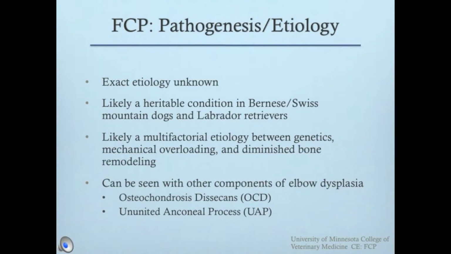The exact etiology of FCP is unknown, but given the high frequency in certain breeds, it likely can be a heritable trait. Current evidence would suggest that genetics, mechanical overloading, and a diminished capacity to remodel dead or damaged bone contribute to a multifactorial etiology. It is important to be aware that more than one component of elbow dysplasia may be present in a patient. Scientific reports suggest a fragmented medial coronoid process can be seen concurrently with osteochondrosis dissecans or with an ununited anconeal process.